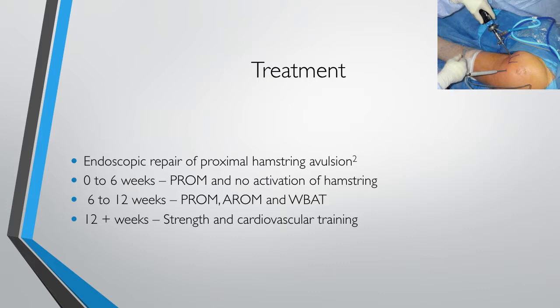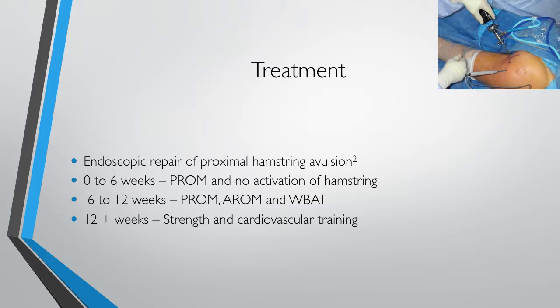Postoperatively, for the first 0 to 6 weeks, his knee was locked at 90 degrees of flexion with a knee hinge brace to allow approximation of the tendons to the ischial tuberosity. During this period, passive range of motion was performed first at 45 degrees, then 15 degrees, and eventually 0 degrees of knee extension. There was to be no activation of the hamstring musculature.